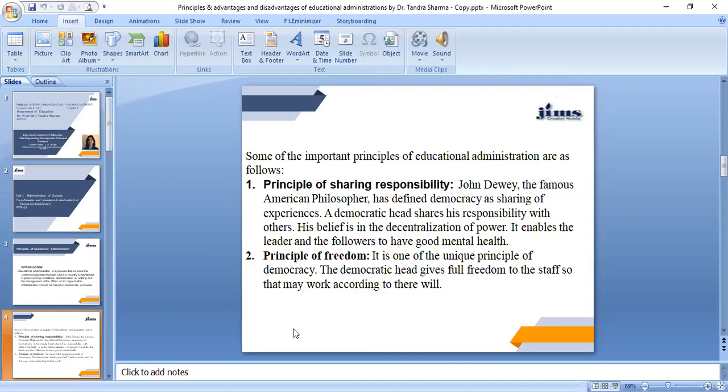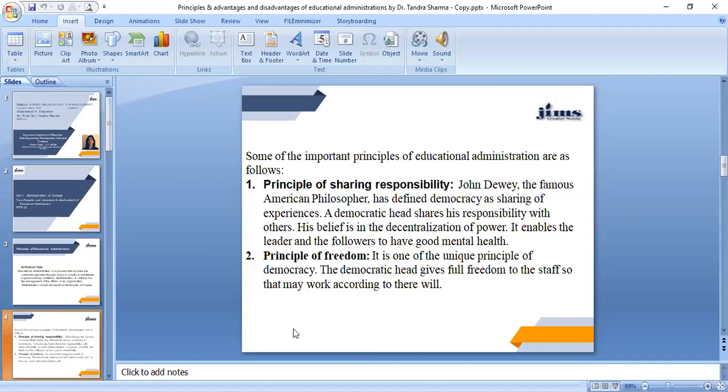The second principle is the principle of freedom. This is one of the unique principles of democracy. Democratic administration allows freedom to ensure all persons an opportunity to express their unique personality. A teacher in the classroom should be allowed freedom to follow any method which he feels suitable. He should also be free to criticize, to reason out anything, to present different viewpoints, and to ask questions.